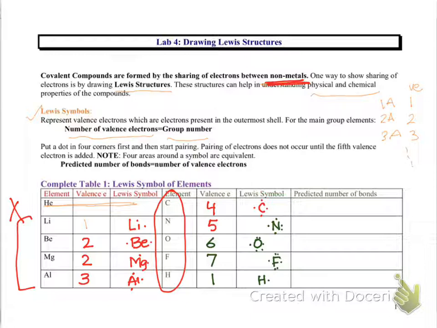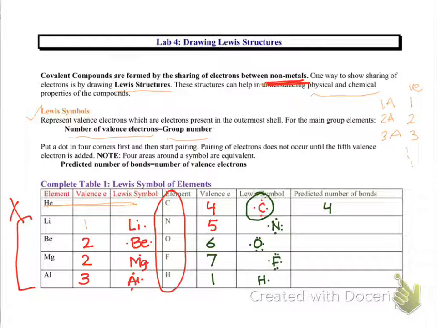Now, predicted number of bonds. Keep in mind, we discussed in the last class that elements are stable if they have an octet. Octet means 8 electrons in the outermost shell, except hydrogen. Hydrogen is happy with 2. So, if carbon already has 4 electrons, then it needs 4 more electrons to be stable. 4 plus 4 is 8. So, we're going to write down that you will see 4 bonds around carbon. What are bonds? That you will see on the next slide.